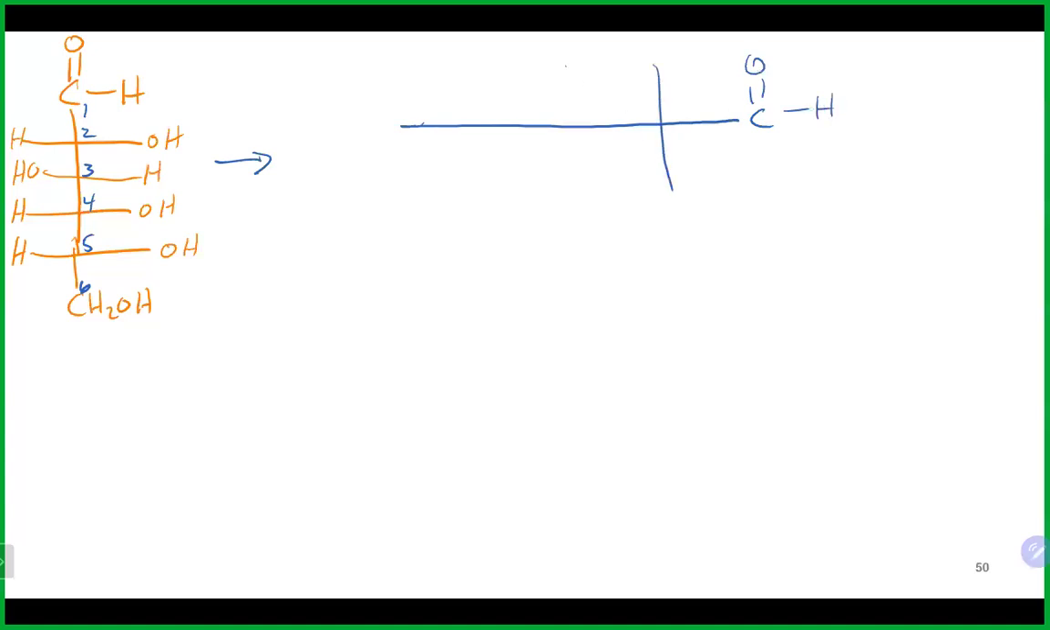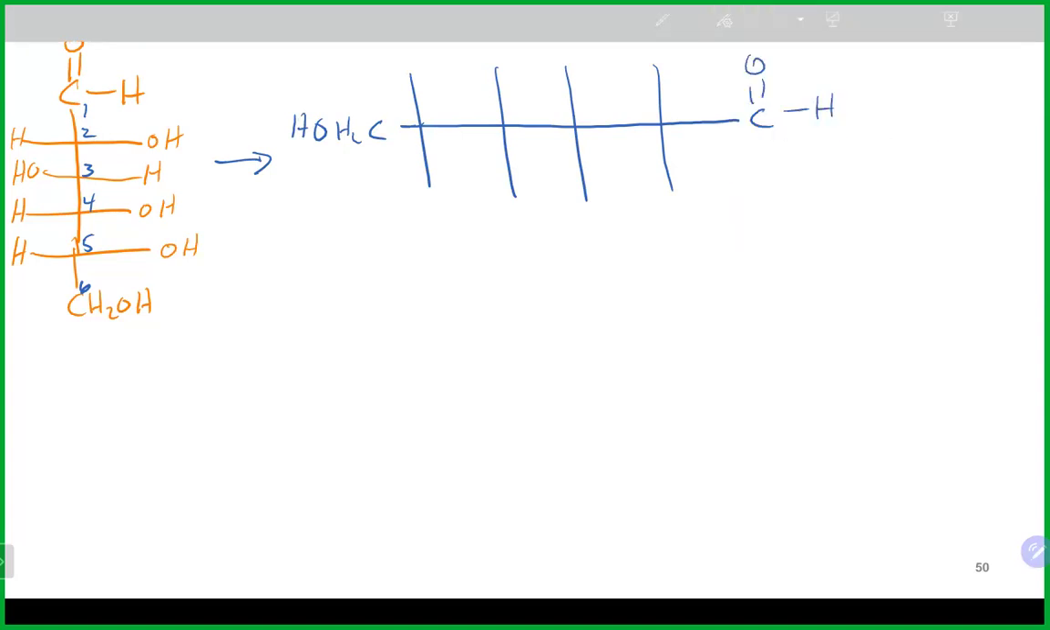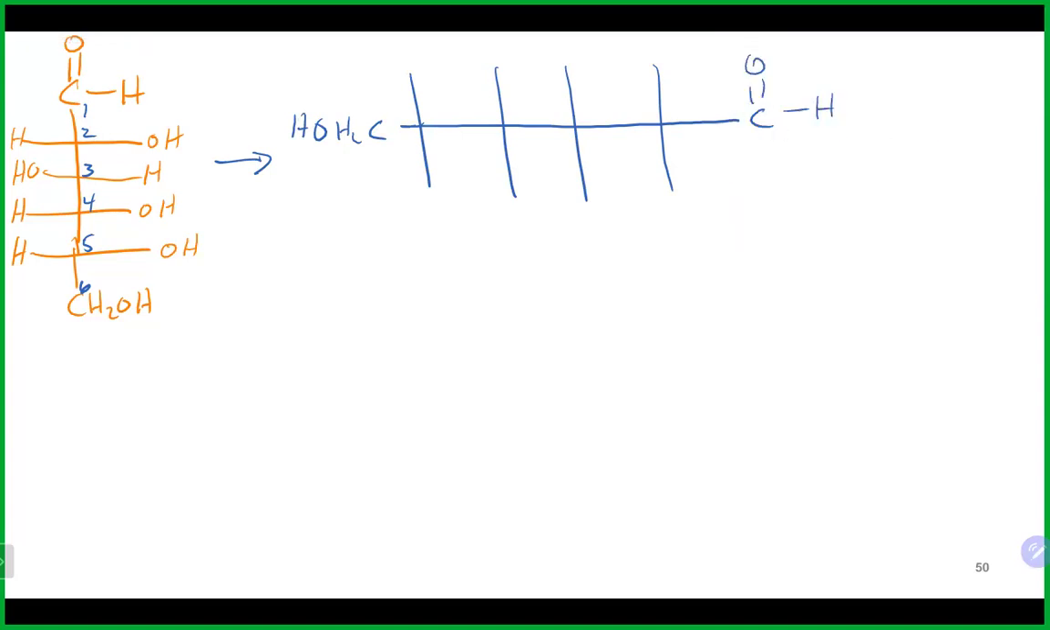And we'll have our CH2OH. Again, you could renumber if you like. So this is carbon 1, and this would be 2, 3, 4, 5, and 6. Pretty much all I did is take it and drop it down.